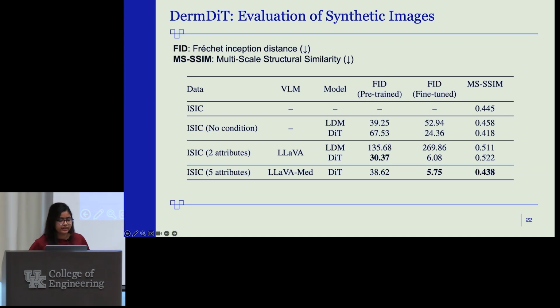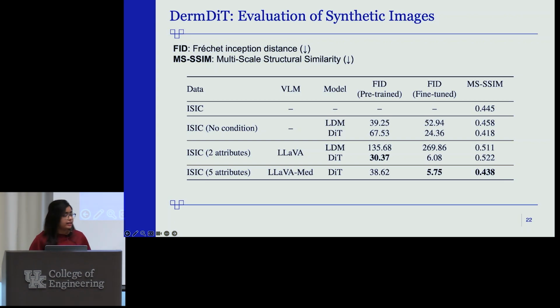And then we generate samples using this DermDiT. We have 5 different versions of our DermDiT model. We have used both a UNet-based latent diffusion model and a transformer-based DiT model. Initially, we trained this model without passing any condition, so it learns the distribution of the dataset and generates new images randomly.